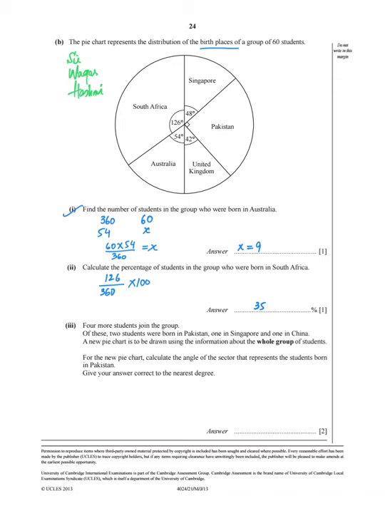Alright, so currently the angle of Pakistan is 90, right? And the total number of students is 60 as given. Now, 4 more students join the group. That means the total number of students will now be 64, right? Previously, it was 60. 4 more students joined the group. Now it's 64 and the total angle is 360.